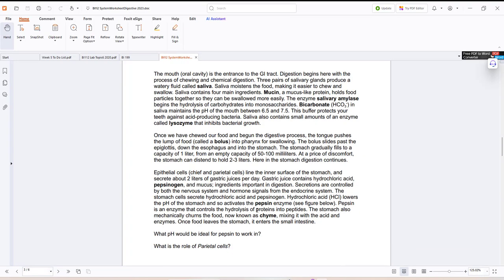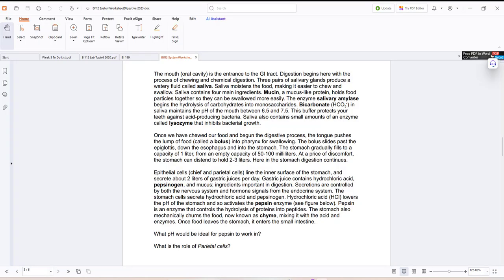Then we have the different enzymes. We have enzymes throughout the digestive tract, and they're designed to break down different parts of our nutrients. This goes back to when we learned about the macromolecules. Remember, we have the carbohydrates, the complex carbs. How do we break down complex carbs into the simple carbohydrates that can be absorbed into the cells?